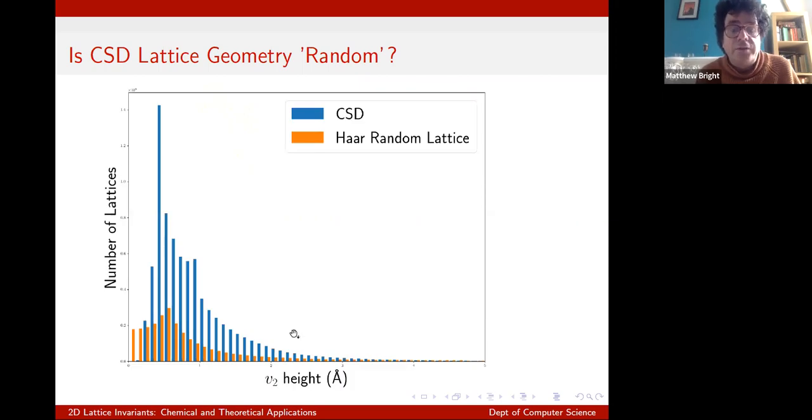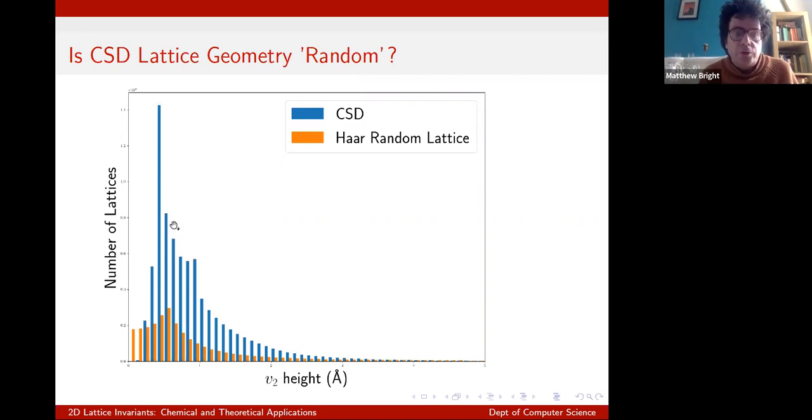And that's the next result that we have. Remember, this height of the second vector is what we're looking at in angstroms, and this is the comparison between Haar random lattices and the CSD, in terms of density rather than necessarily absolute number. So this is a proportion, I think. What is this number of? No, this is number of lattices, and you can see here with oblique lattices.